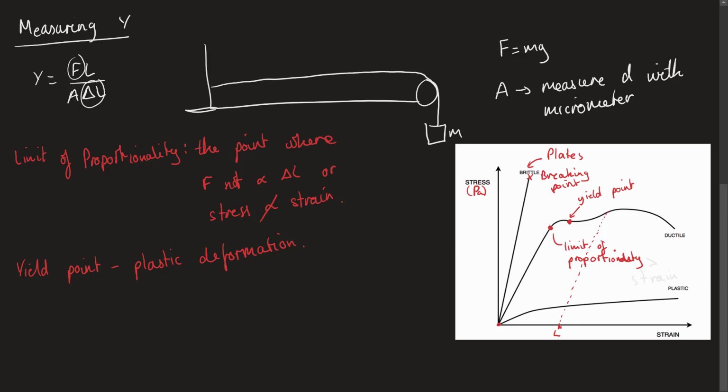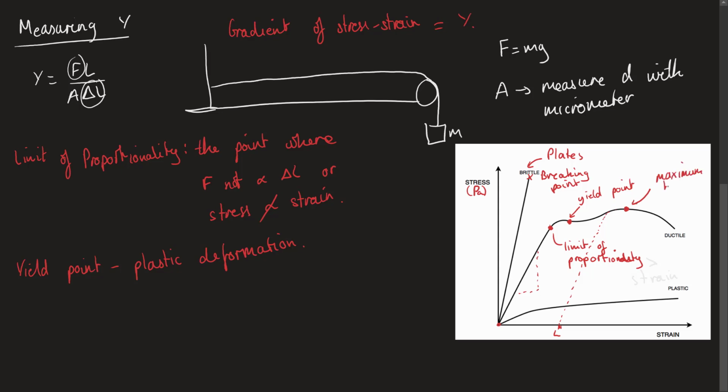And you'll notice that I've done my best to try and make this gradient the same as this gradient here. Okay, and there is a reason for this. And that's because the gradient of this is actually a property of the material. And we've said before, the gradient here is stress over strain. So the gradient of a stress-strain graph will be the Young's modulus. So let me write that up here. Gradient of stress-strain equals the Young modulus.